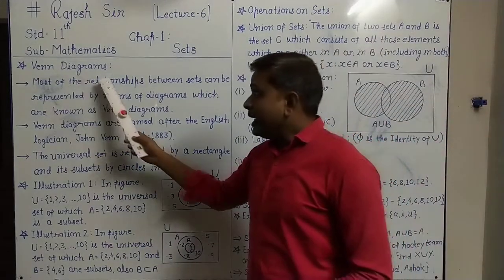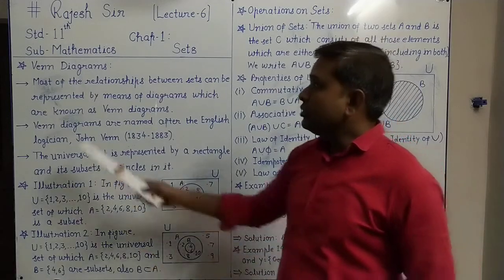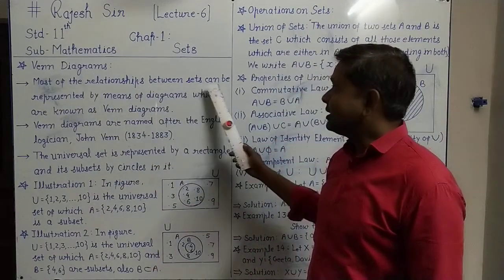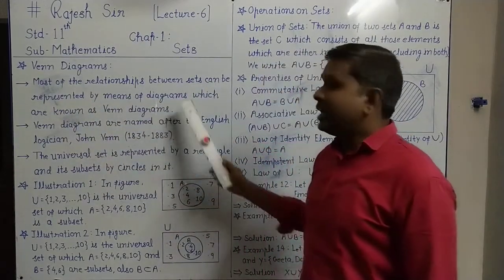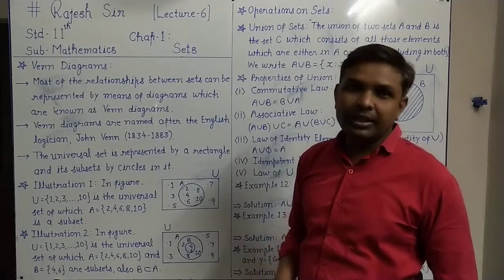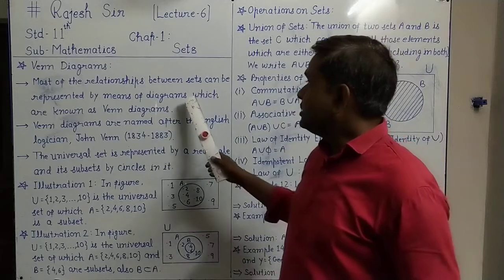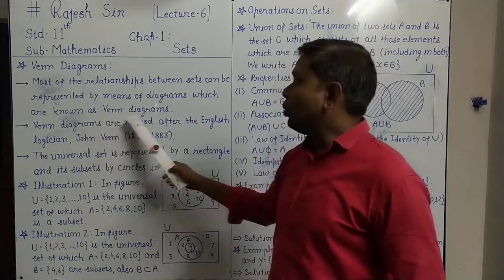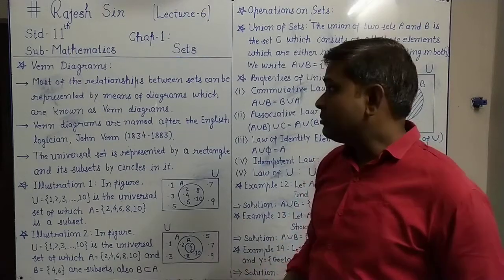So what is a Venn diagram and how does the name come about? We will understand that first. Most of the relationships between sets can be represented by means of diagrams. The sets and their relations between two sets or three sets are represented by diagrams in maths, and these diagrams are known as Venn diagrams. Now why are these diagrams called Venn diagrams?